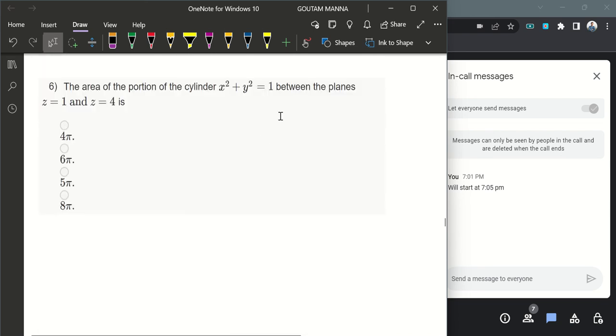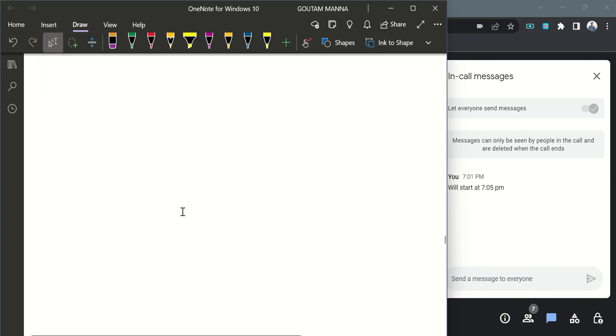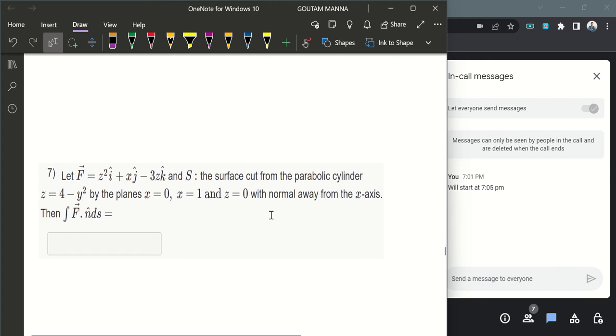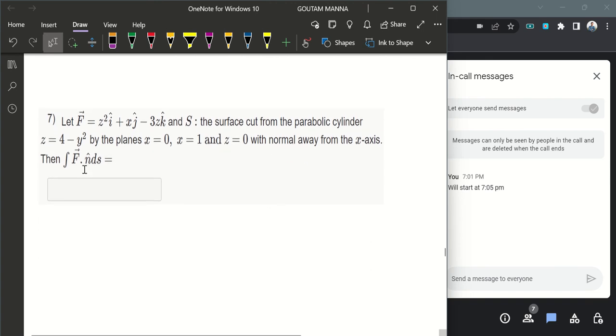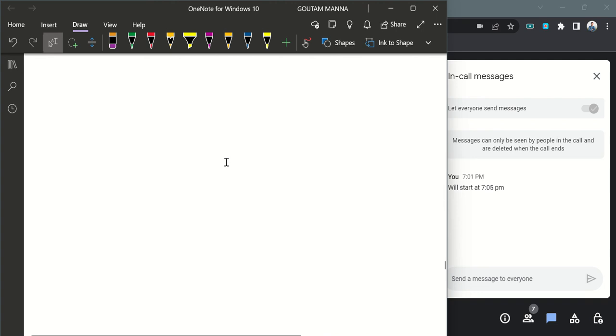Again, here also we are asked to find out the area of this portion of this cylinder between the planes. This is also easy. And the seventh problem, again we are asked to find out this f dot n ds. So I will solve it separately and upload it because we don't have that much time. So okay, let's calculate this one.